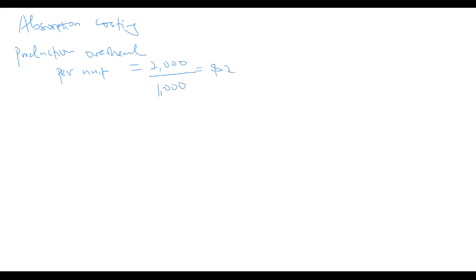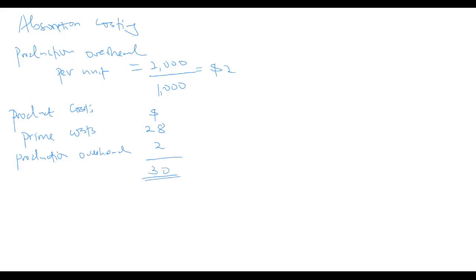Therefore, the total product cost is made of the prime cost, which you already obtained as $28. We got $28, if you remember, plus the production overhead, which is $2 per unit. Together, that gives a cost of $30. Clear?